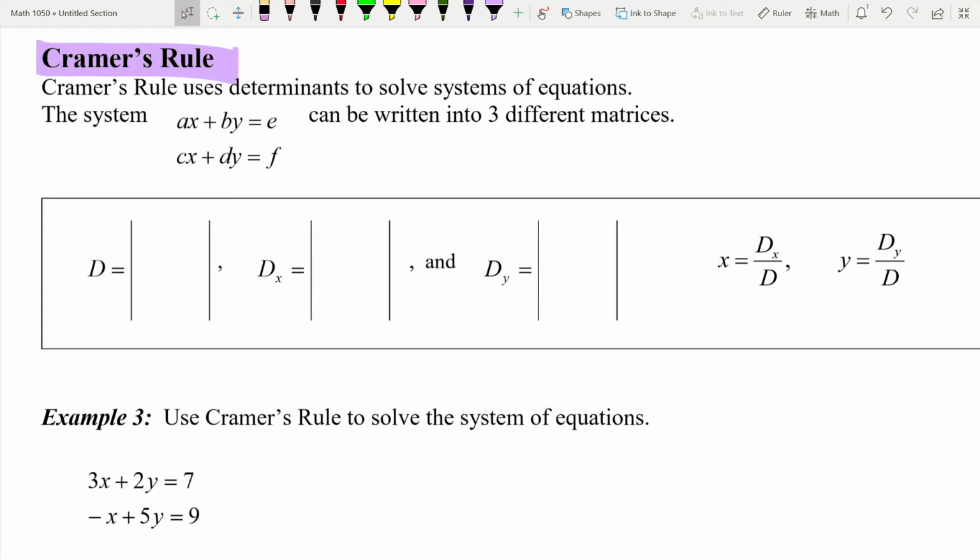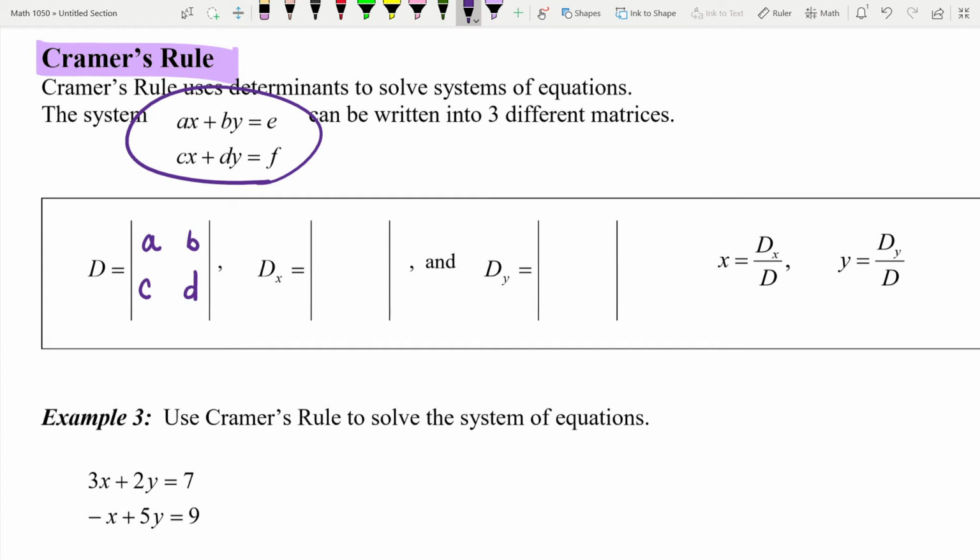So, here's your system right there, okay? Do you see how in front of the x is an a? You're going to put that right there. This is to determine the value of d. In front of the y, on the top is a b. Second equation in front of the x is a c. In front of the y is a d. So that's your value of d, or that's how you set up to find the value of d.